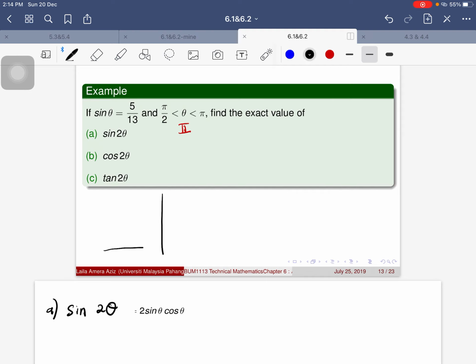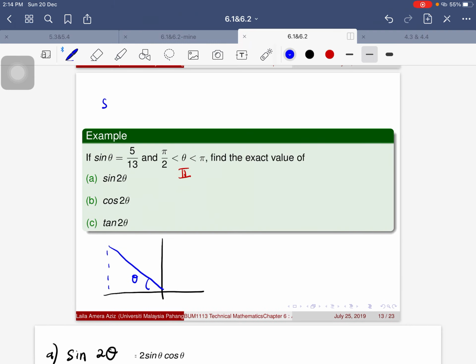So let me sketch this first. If I sketch this, it's going to be in the second quadrant. This is where the position of theta is, theta somewhere over here. According to the SOHCAHTOA rule, sine is opposite over hypotenuse. According to the equation we have here, opposite is going to equal 5, so I'm going to have a 5 over here. And the hypotenuse is going to equal 13.